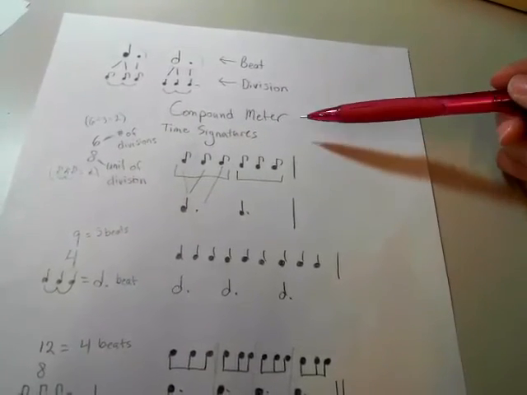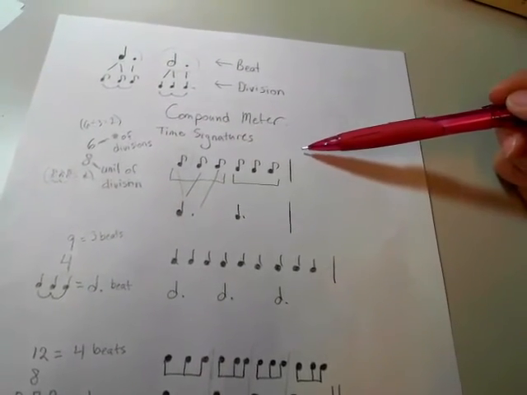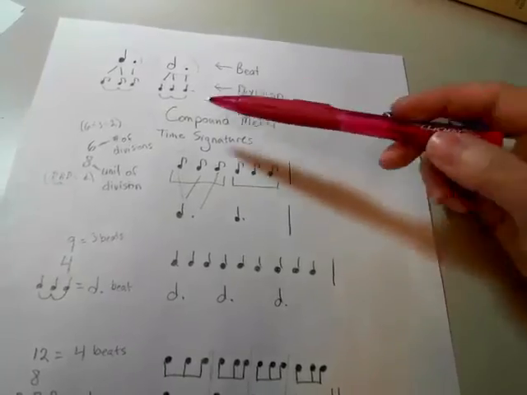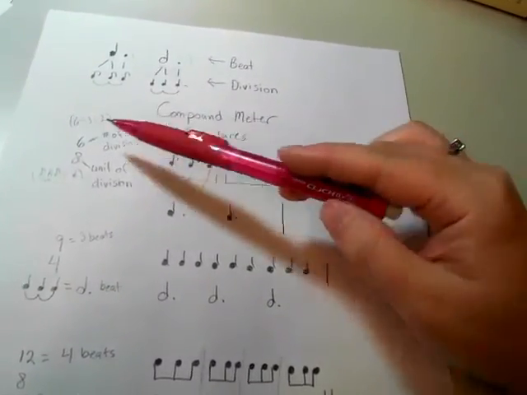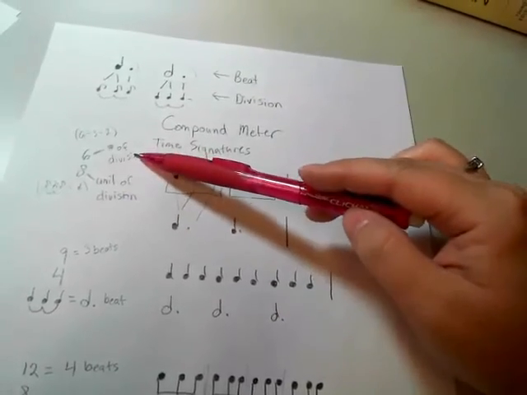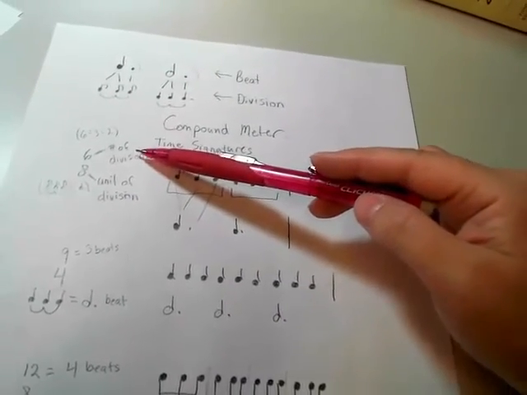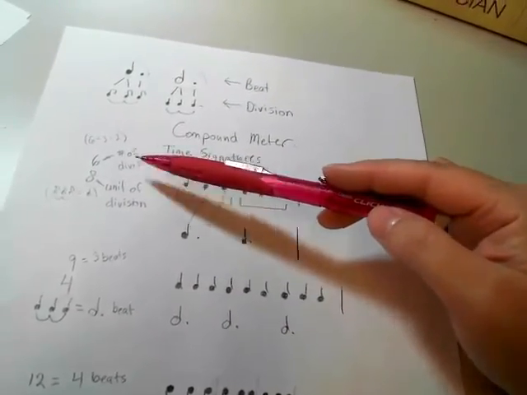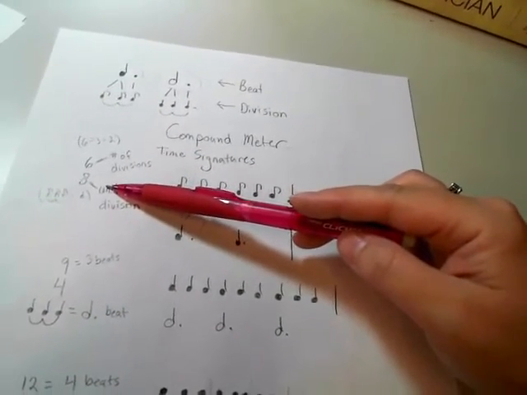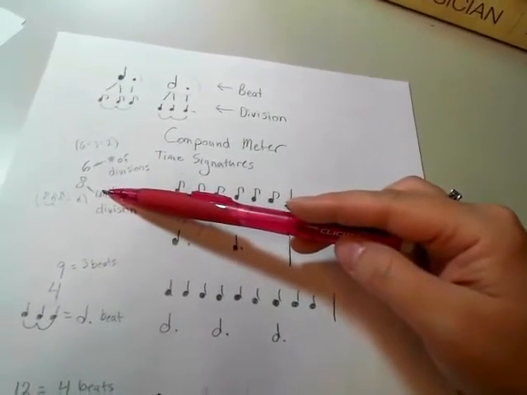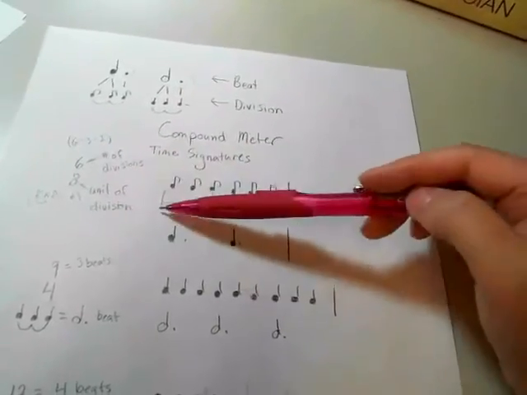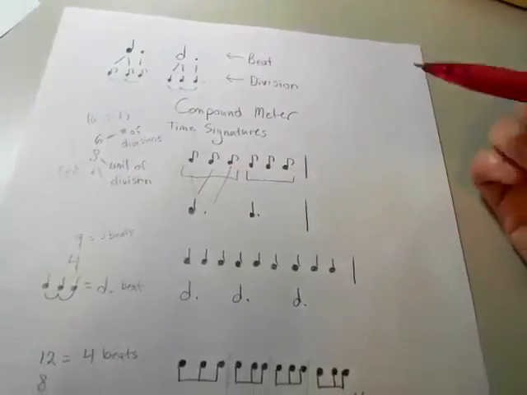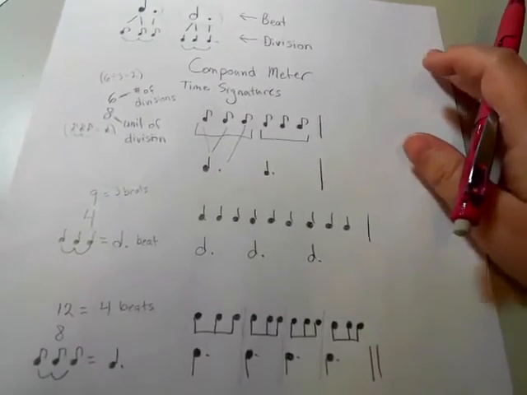So when we talk about compound meter time signatures, we're talking about numbers that refer to the divisions instead of the beats. So the top number does not refer to the number of beats, it refers to the number of divisions. And the bottom number does not refer to the unit of beat, it refers to the unit of division. But otherwise, it's very similar to what we did with simple meter. We just have to think about division instead of beat.